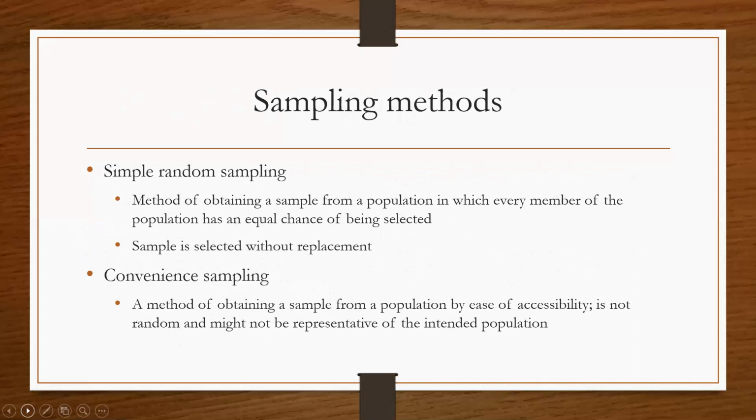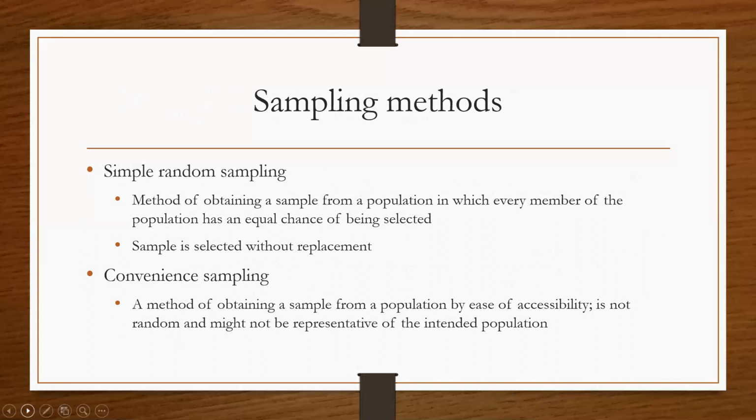Some of the methods we have are simple random sampling, which is basically one of the best ways of sampling that we have. It's a method of obtaining a sample from a population in which every member of the population has an equal chance of being selected, and the sample is selected without replacement. Basically, it's completely random. The person sitting next to you, or anyone in your stat class, has an equal chance of being selected for a sample that pertains to your stat class. It's completely random whether they get picked or not.